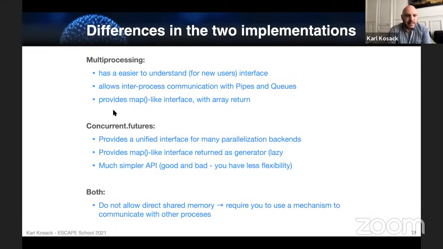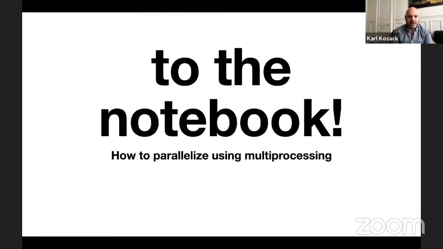The difference is that this multiprocessing one that I just showed, the older one, is a bit easier to understand, I think, but it also allows more control, like interprocess communication explicitly with pipes and queues, and provides this map-like interface. So does concurrent features, but the API is much, much simpler for concurrent features. That doesn't mean easier to understand. It's just fewer options. You have less control, but it allows you to maybe use more complicated systems later on. So it's more standardized. Both do not allow you to access shared memory directly. You have to use a mechanism to communicate with the processes, so it prevents you from making these memory mistakes, which is nice. So I would recommend playing with these, and I'll show you how to do those now.